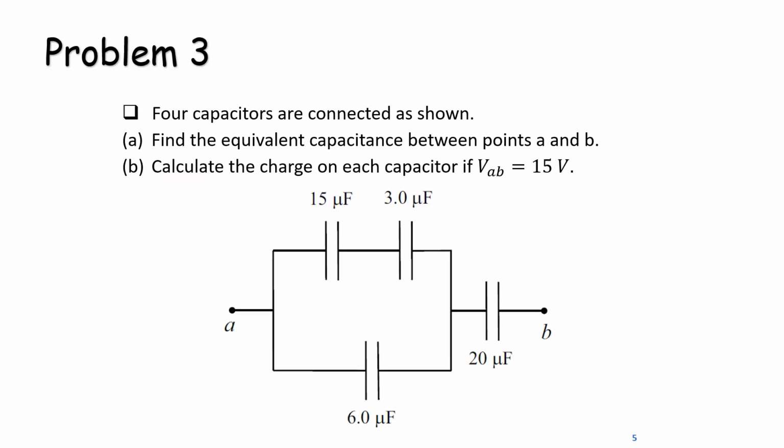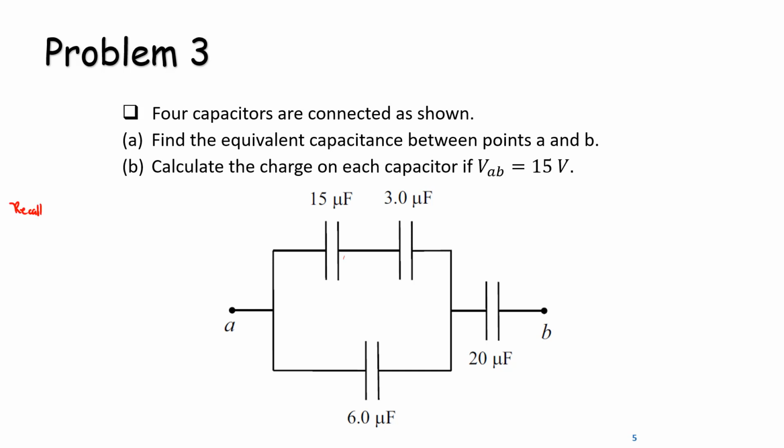And then for the next problem, we have 4 capacitors connected as shown in the figure. Find the equivalent capacitance between points A and B. So this is point A and point B. And calculate the charge on each capacitor if the potential difference between point A and point B is equal to 15 volts. Okay, so we are given 4 capacitors: 15 microfarad, 3 microfarad, 6 microfarad, and 20 microfarad.